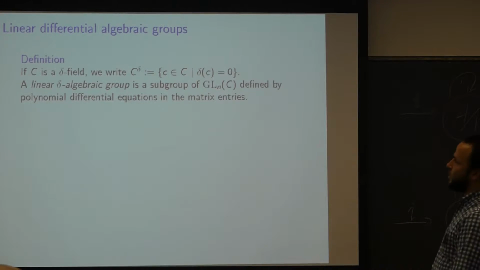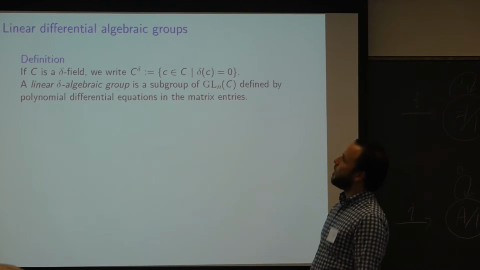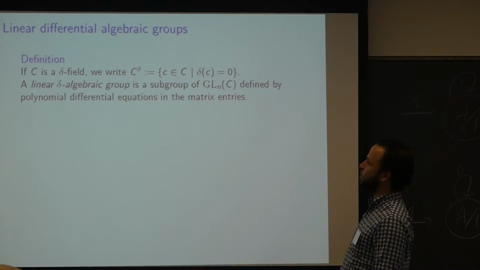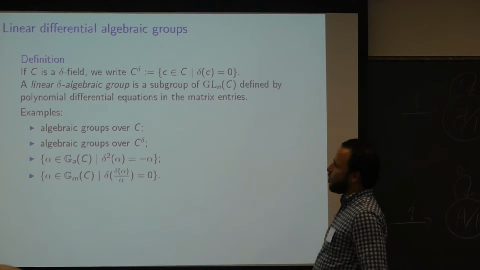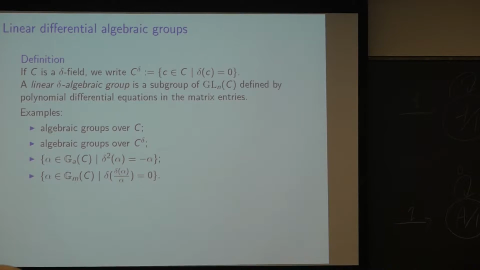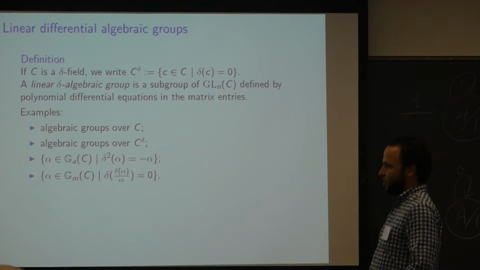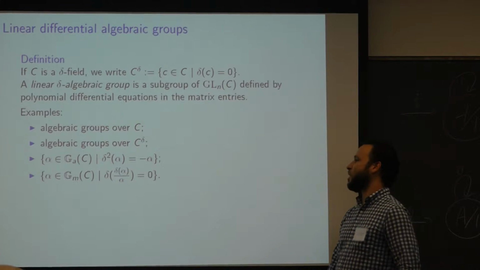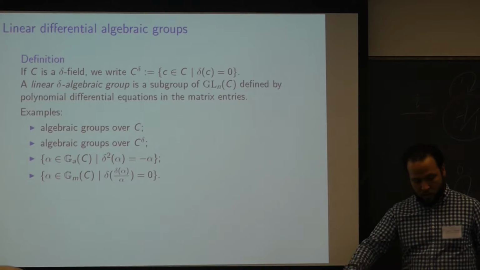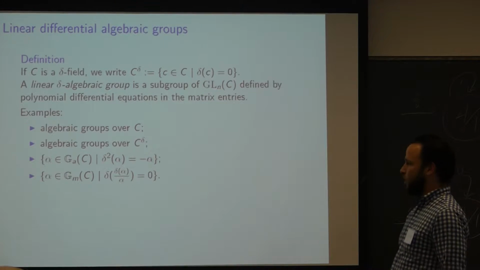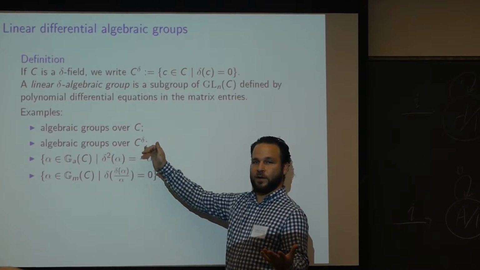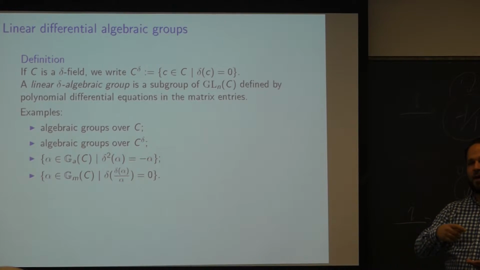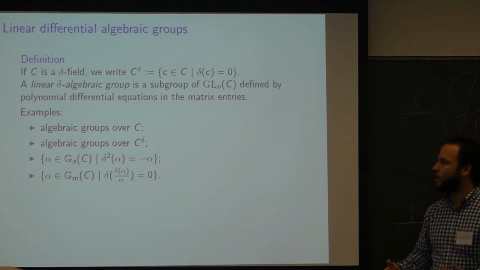So here's the definition of a linear differential algebraic group. It's a subgroup of GL_n that's defined by a system of polynomial differential equations in the matrix entries. So here are some examples. Any algebraic group over a field is also a differential algebraic group, because algebraic equations are special silly cases of differential algebraic equations. Slightly more interesting, if you have any algebraic group over the field of differential constants, that's also a linear differential algebraic group. And the system of equations is first the equations defining whichever group you have, and then one more equation for each matrix entry saying that when you hit it with delta, you get zero.